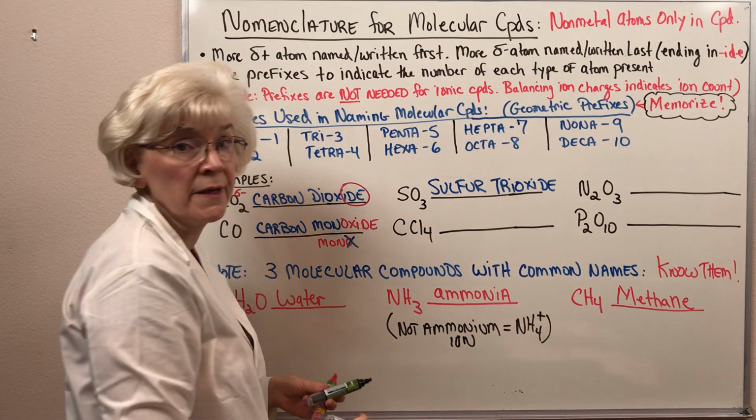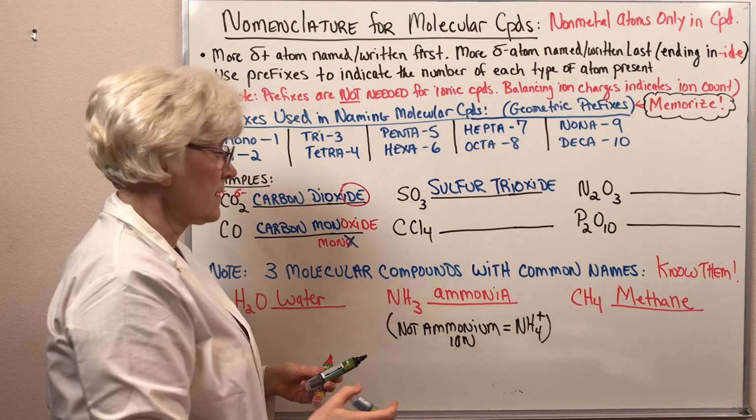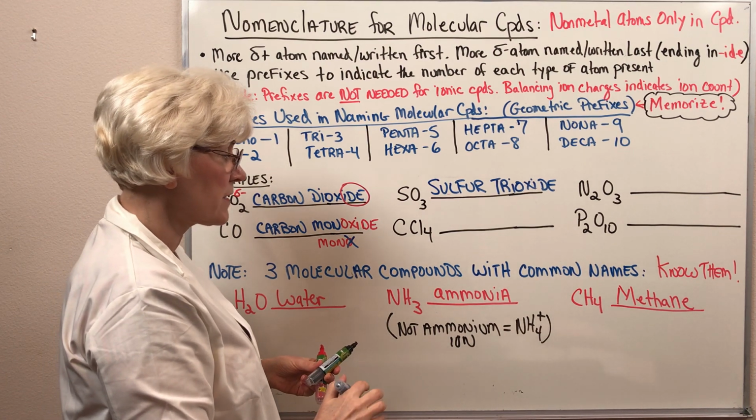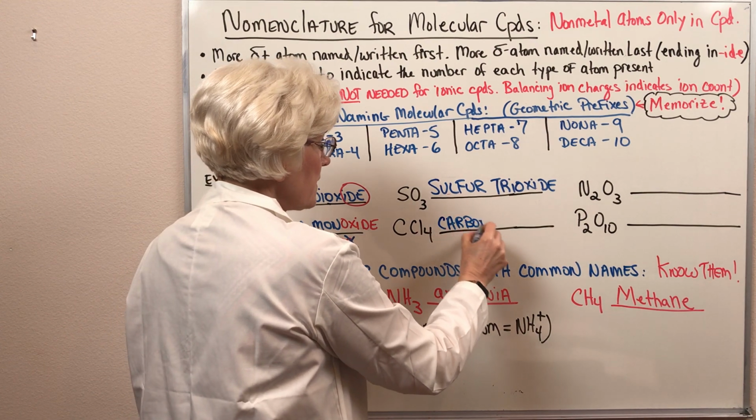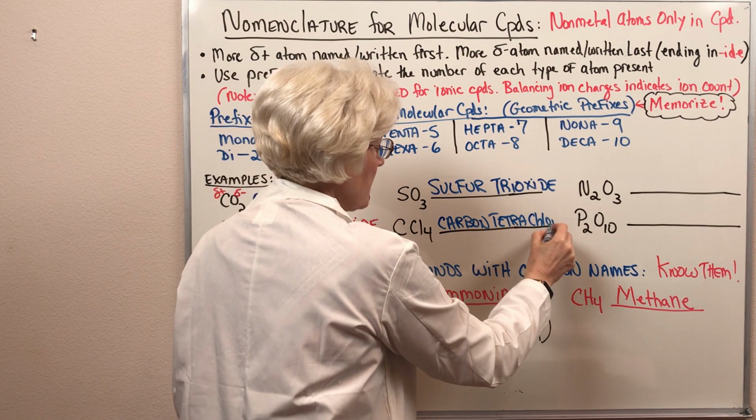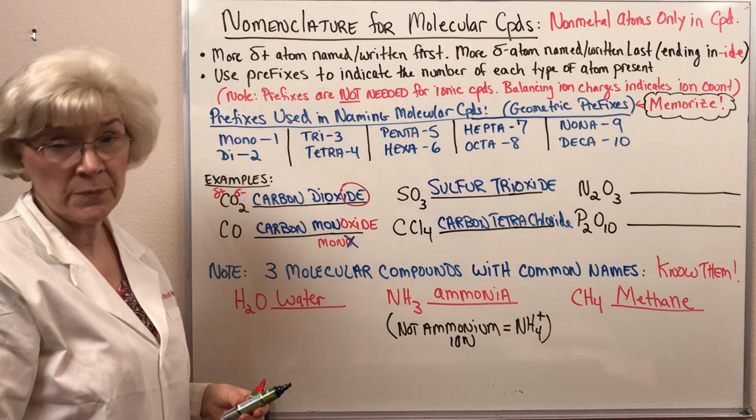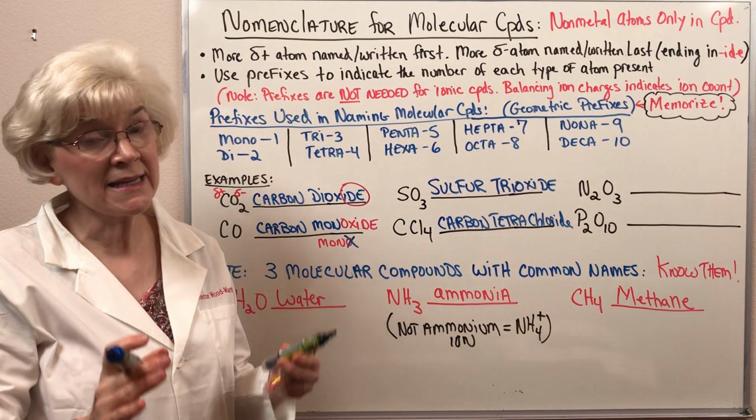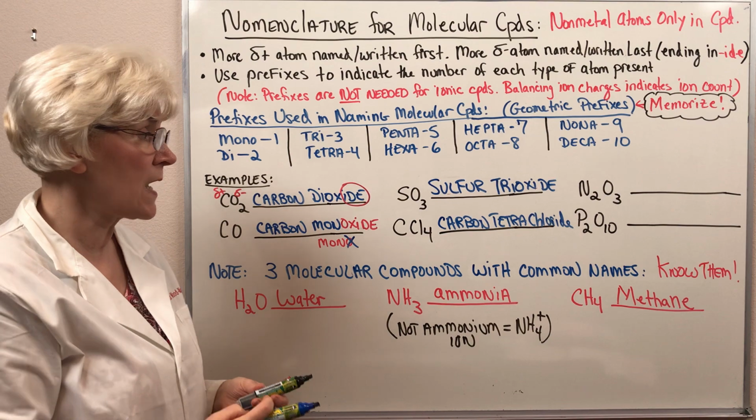The fourth compound, maybe you can take a moment, pause this, and name this yourself. 1 carbon, 4 chlorine atoms present in the compound. How would we name this molecular compound? Carbon tetra for 4 chloride. Again, chlorine, the more electronegative atom, the more partially negative, so its name ends in IDE, does not indicate that it's a charged ion, just indicating that it is the more partially negative atom in the compound.